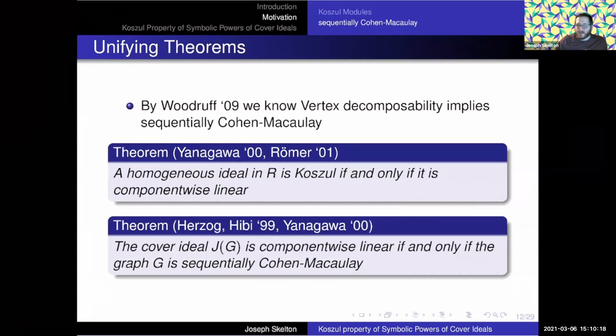What brings all of this together, and why I'm talking about all these various different things: in 2009, Woodroofe showed that vertex decomposability implies sequentially Cohen-Macaulay. Yanagawa and Römer independently showed that a homogeneous ideal is Koszul if and only if it's component-wise linear. Then Herzog, Hibi and Yanagawa each showed that the cover ideal is component-wise linear if and only if the graph is sequentially Cohen-Macaulay.